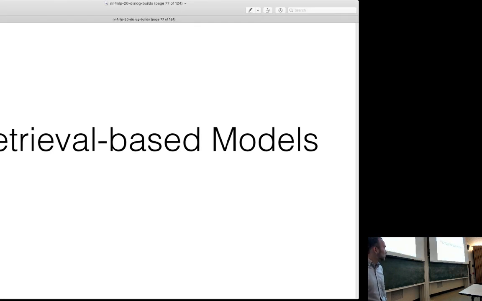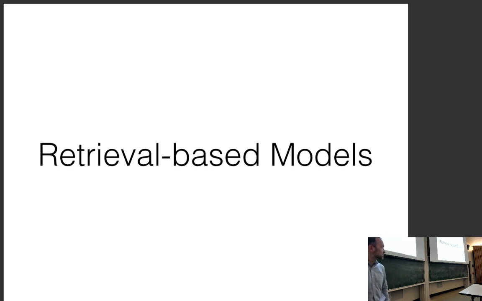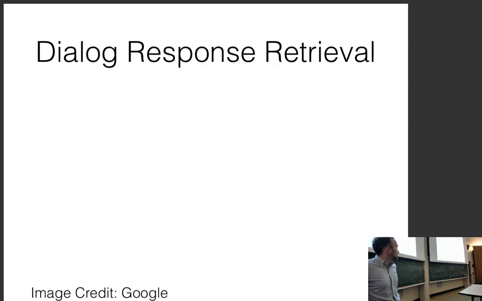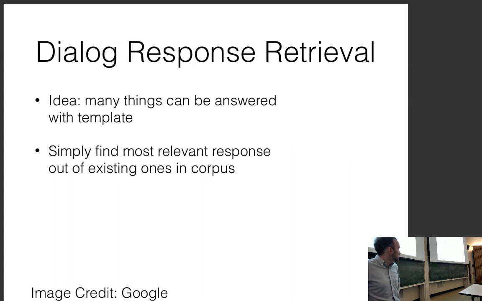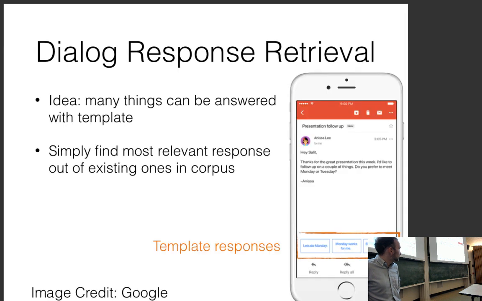So I will move on to the next part. This is retrieval-based models. As I mentioned, these are a little bit safer, but maybe a little bit less flexible. For dialogue response retrieval, the idea is that many things can be answered with a template, so you simply find the most relevant response out of existing ones in a corpus.